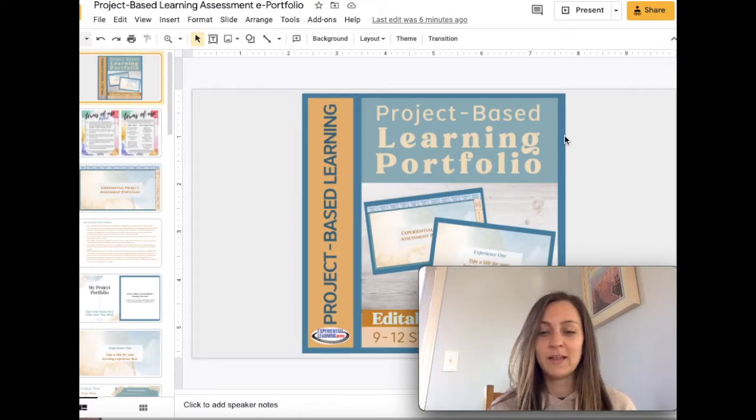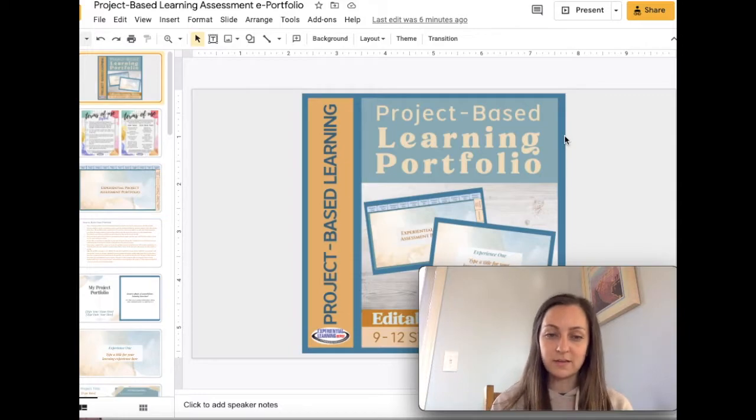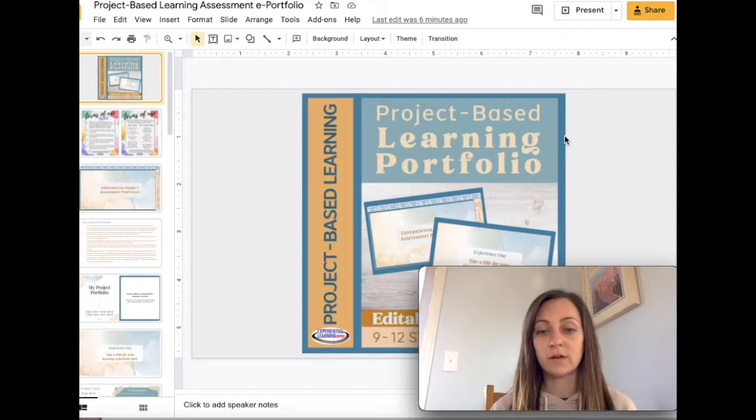Hi, everyone. Last week, my blog post was on experiential learning assessments, how you evaluate experiential learning. And one of the strategies that I had on that blog post was learning portfolios. This week's blog post is all about how to use my project-based learning portfolio, how to utilize it, and really what to do with it and the benefits of it.